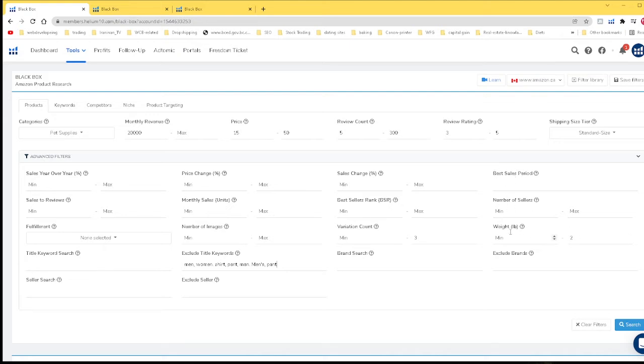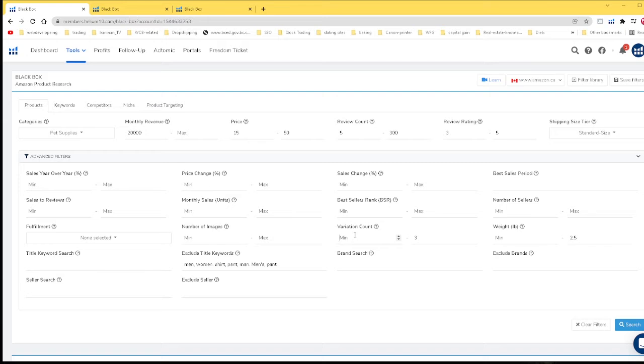We're going to look for a weight. I always recommend not to look for heavy items. Anything above 2 to 3 would be costly to ship and store. So that's why I put 2 to 2.5. But I would suggest leaving it at 2, but let's do 2.5 to get at least some results. Variation is something that I always make sure of: the more variation you have, the more inventory you're going to need.